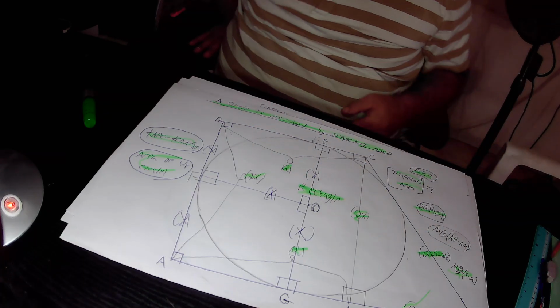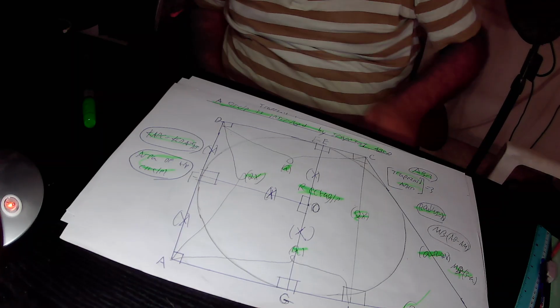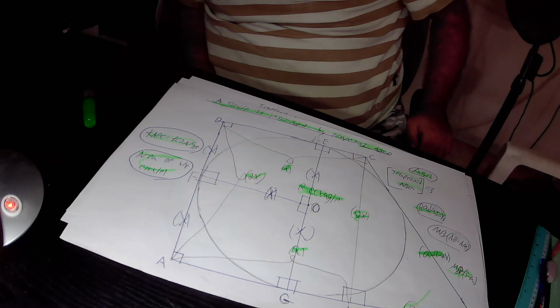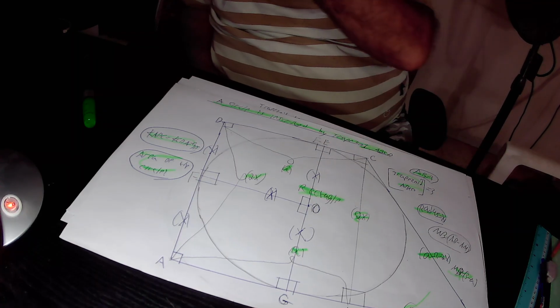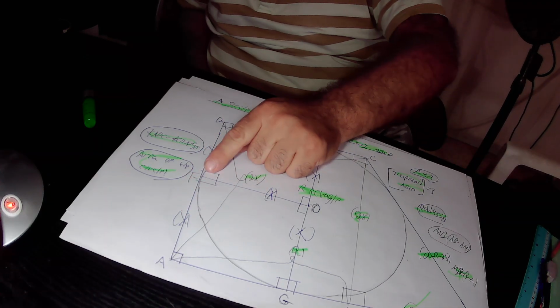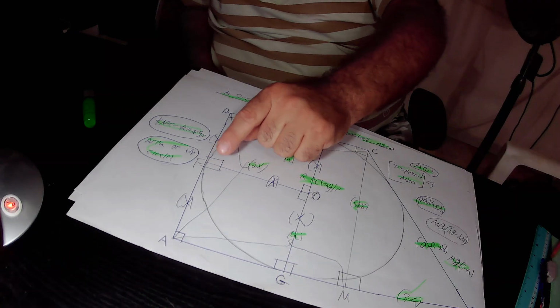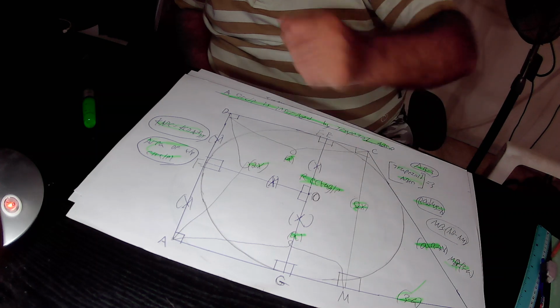trapezoid ABCD. So first of all, we define the relevant points of this question with letters. We define the point of tangency of tangent DC with this circle as point E. Likewise, we define the point of tangency of tangent DA with this circle as point F. And finally, we define the point of tangency of tangent AB with this circle as point G.